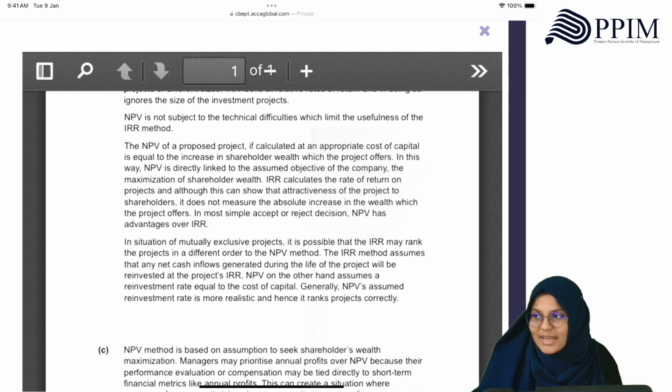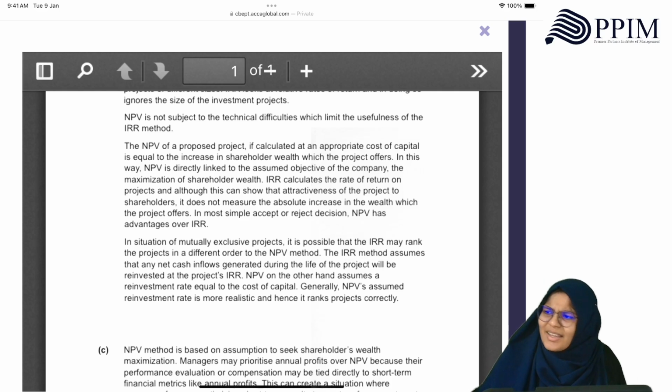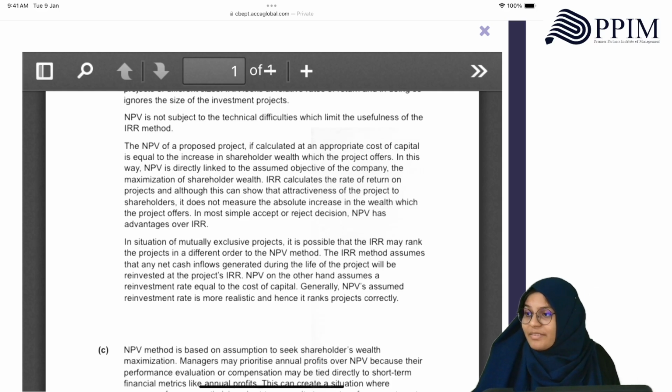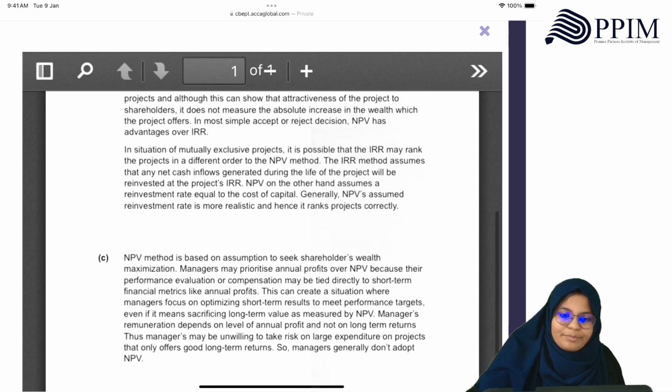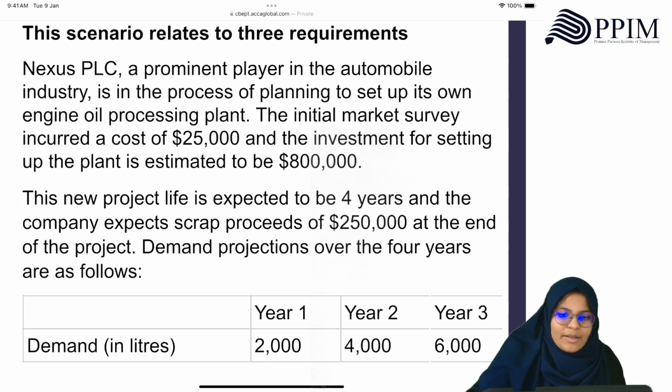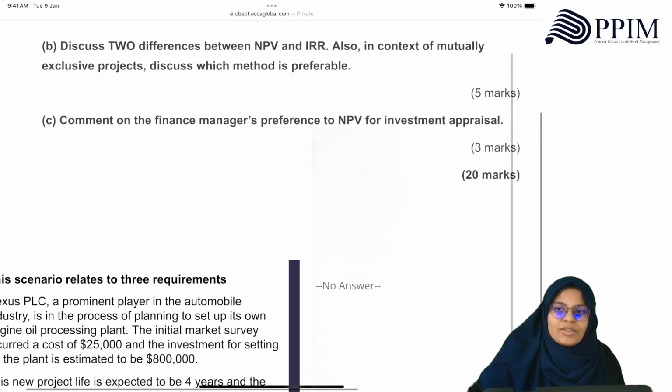So what we are trying to say here is, if there is a mutually exclusive project, IRR gives one decision, NPV gives another decision, NPV's decision will always take superiority because NPV is a superior investment appraisal technique. Okay, so if you can mention those points, you will get your 5 marks. Right. So that is the 5 marks there.